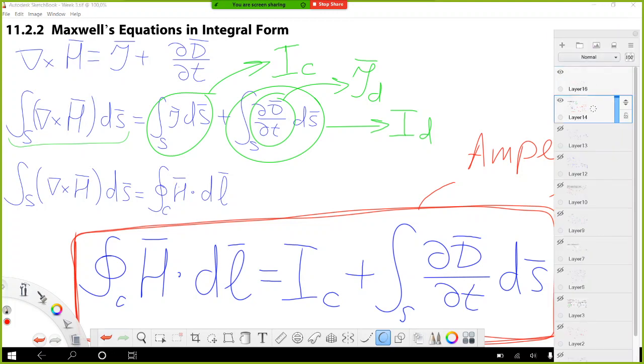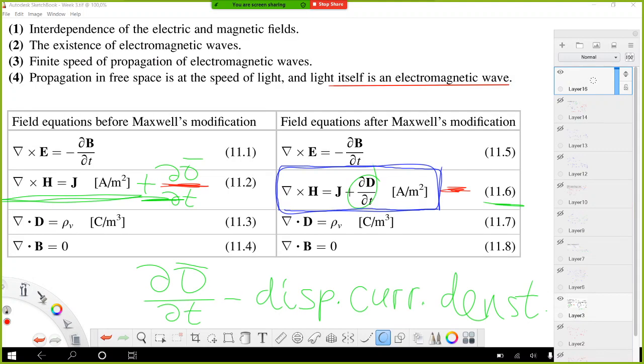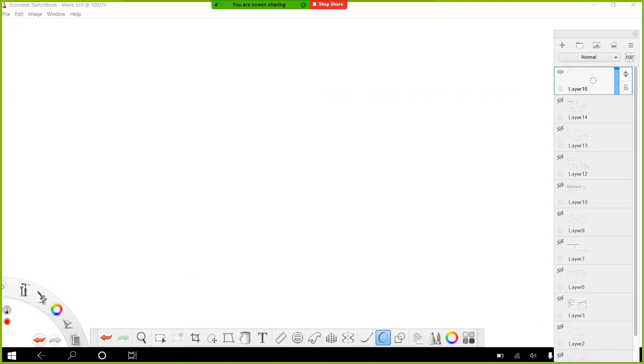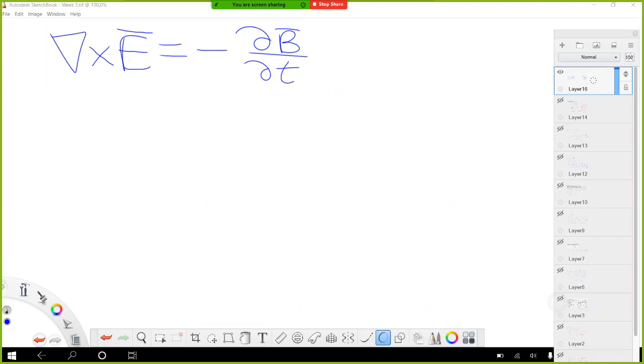Okay. Now, if we look at another equation, for example, equation 11.5. Equation 11.5 is rotor of electric field intensity is equal to minus dB over dt.